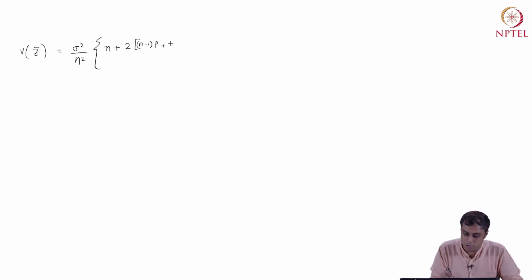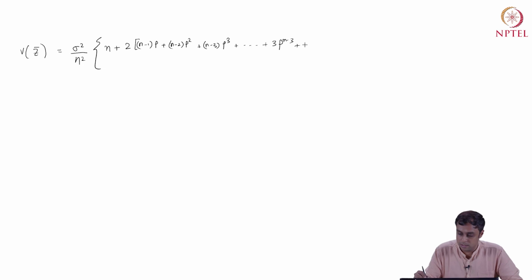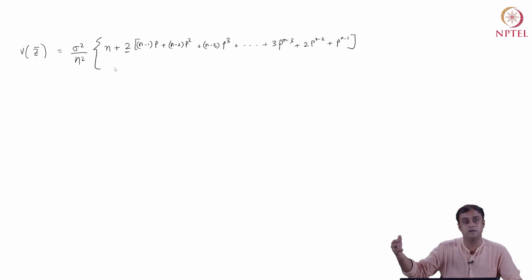n minus 1 times rho. So there are n minus 1 rhos, n minus 2 rho squareds, plus n minus 3 rho cubeds, and you keep going. You have 3 rho to the power n minus 3, you have 2 rho to the power n minus 2, and you have a singular rho to the power n minus 1. Okay, remember we have taken this 2 multiple out, so all of these are occurring twice of what you are writing here inside the square bracket.